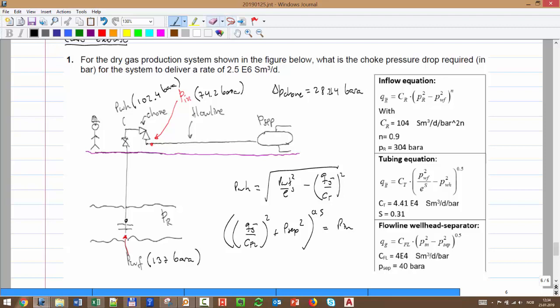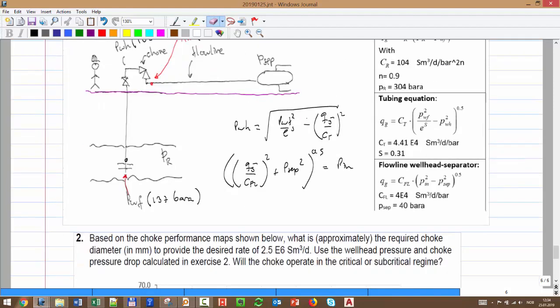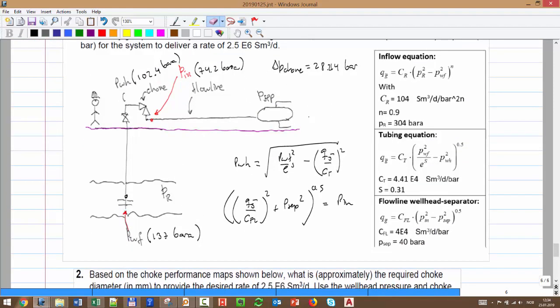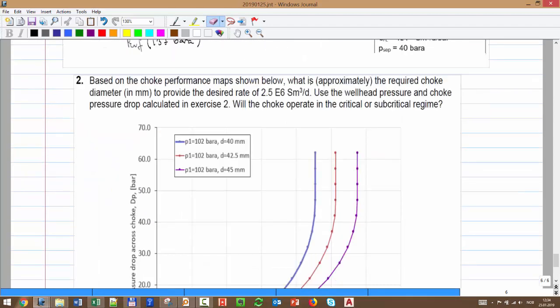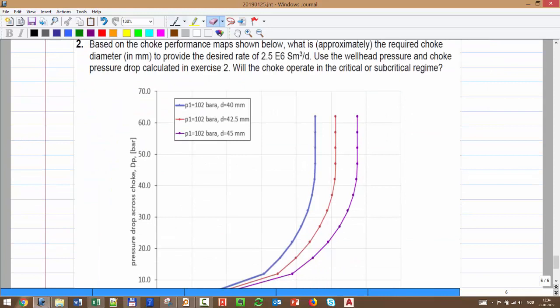Bar. Okay, we don't have this anymore. Just as a rule of thumb, critical flow occurs when P downstream of the choke (PDC) divided by P wellhead is approximately 0.5 to 0.6.